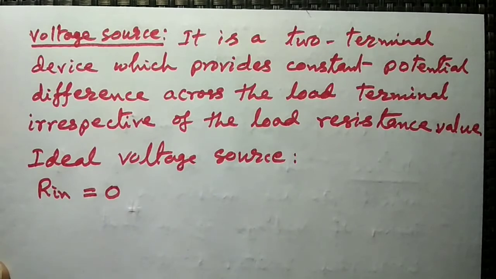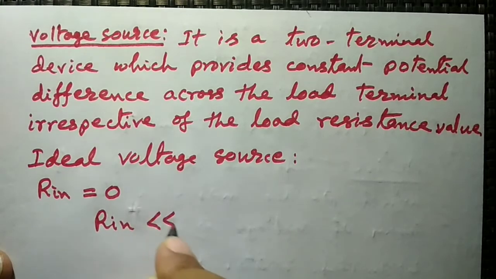But practically the ideal voltage source cannot be obtained. That means there should be some amount of internal resistance, although the value of the internal resistance is very low. In other words, we can also define the voltage source as the energy source whose internal resistance is much less than the load resistance. This can also be considered as the voltage source.